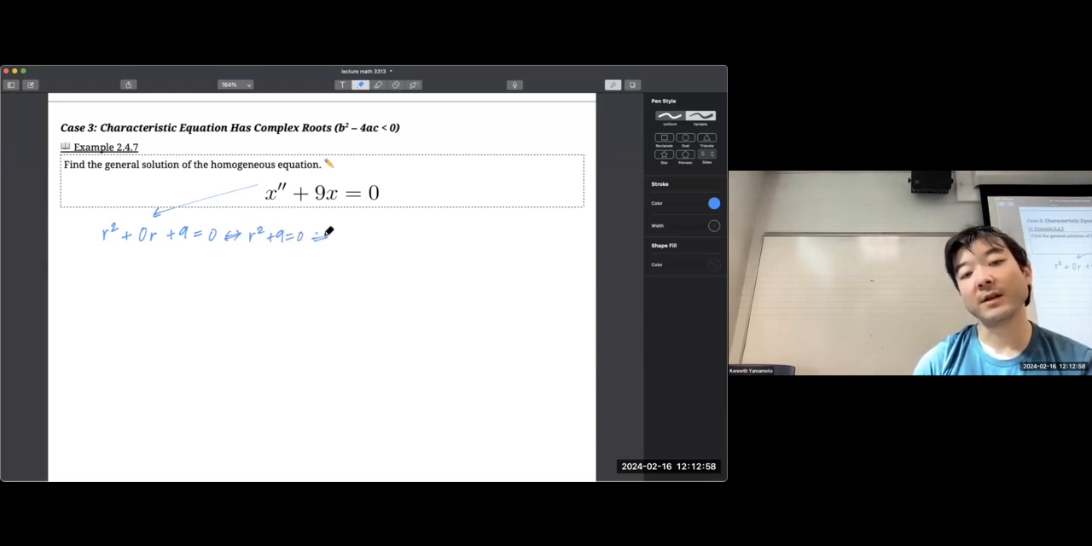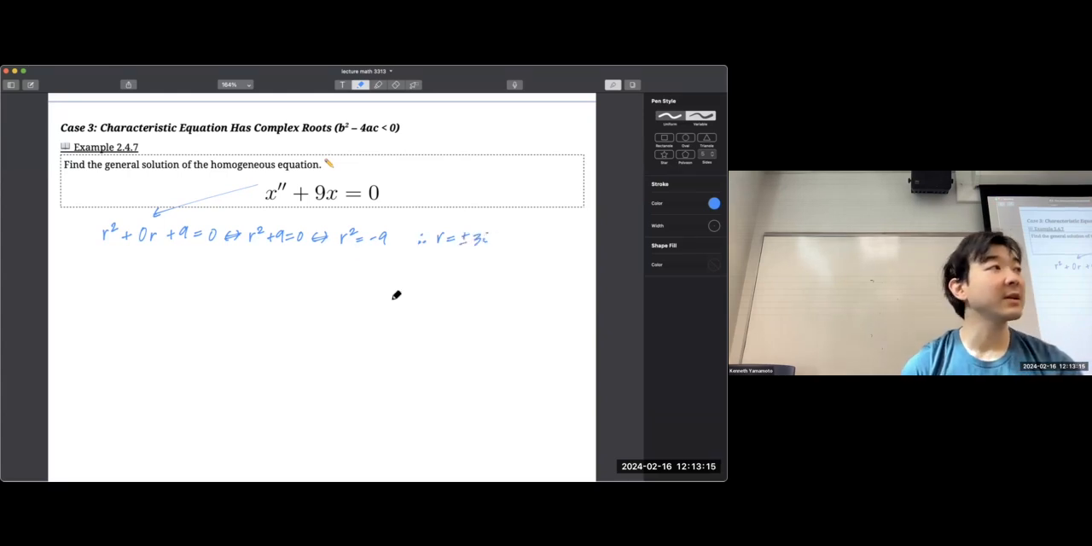And you can factor this and get r, well, I won't factor it. I'll just say r squared is equal to negative 9. And then you can just take the square root of both sides. And r will equal plus or minus 3i. So you have a negative inside the square root, and so you'll have this plus or minus 3i. This is a complex root.